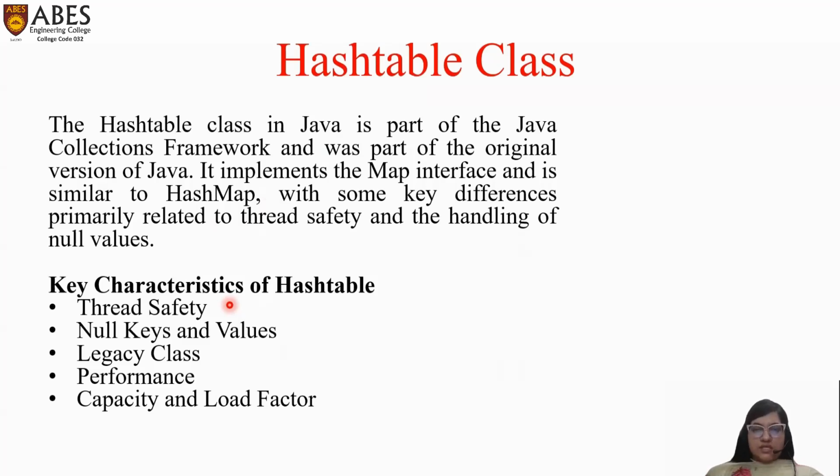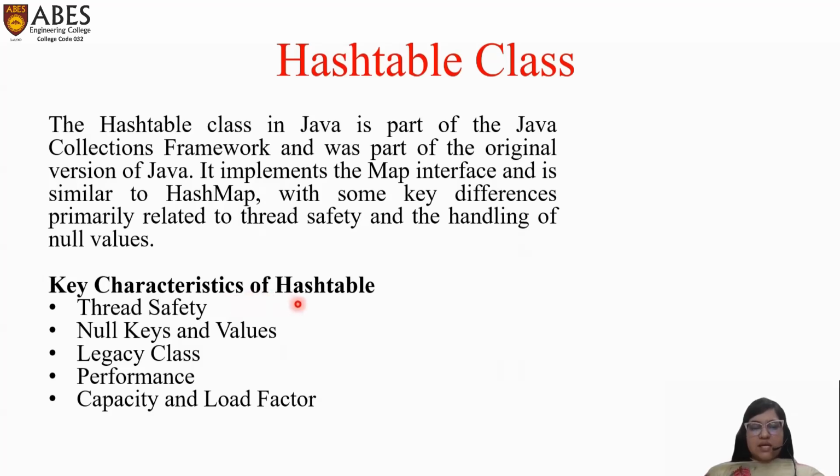Hashtable is thread safe because all its methods are synchronized. This means that only one thread can access or modify the Hashtable at a time, ensuring that concurrent modifications don't lead to inconsistent states or data corruption. However, the synchronization can lead to performance bottlenecks in high concurrency scenarios.